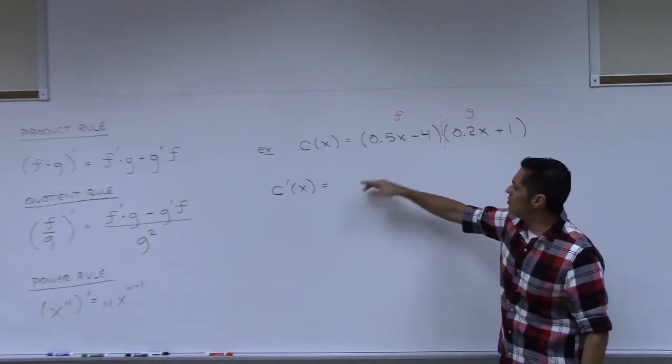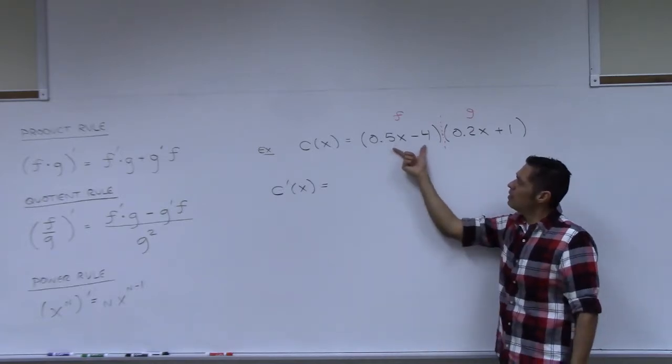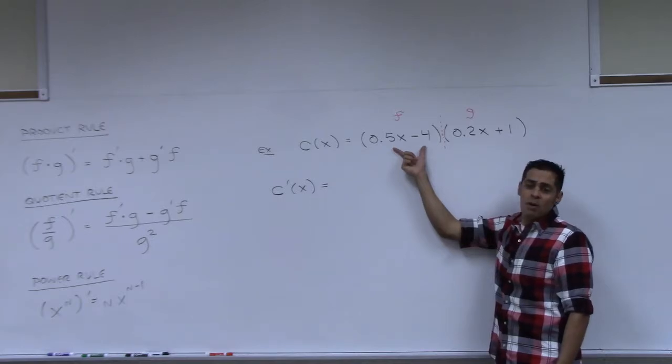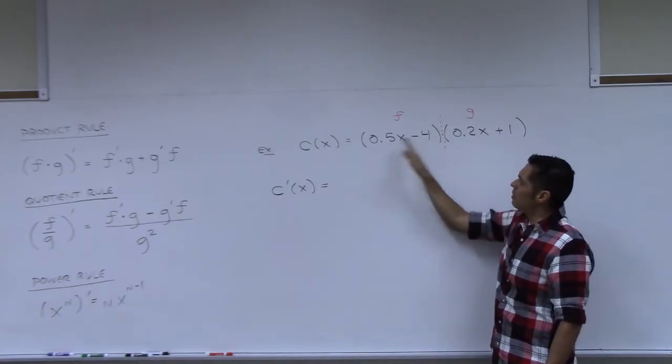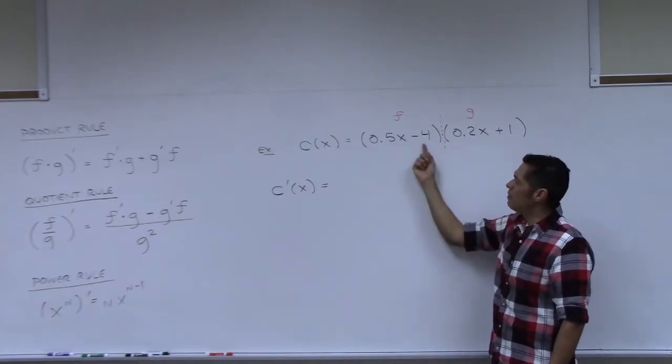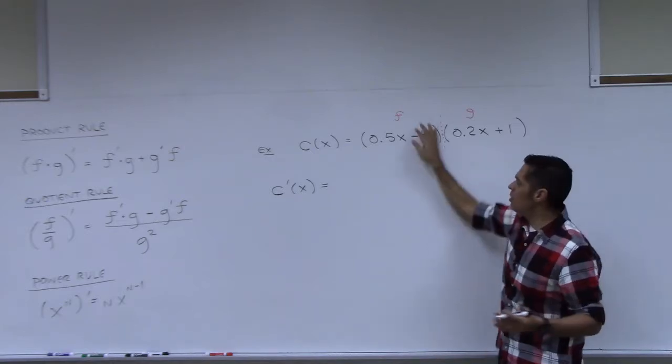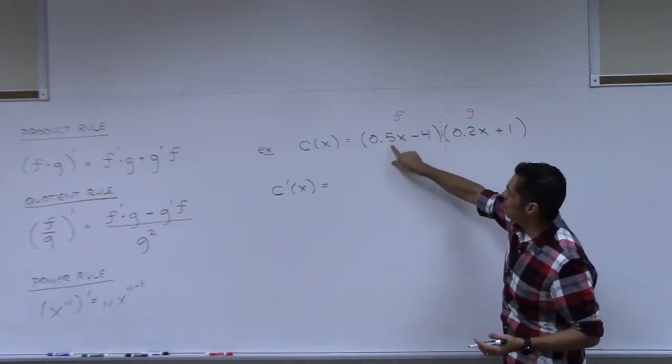What's the first piece here? So what's the derivative of this? Just 0.5, right? Okay, so separately, we can do these separately. Derivative of a constant is 0, so that's going to go away. The question is, what's the derivative of this?